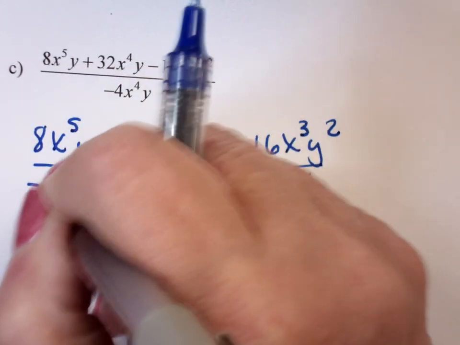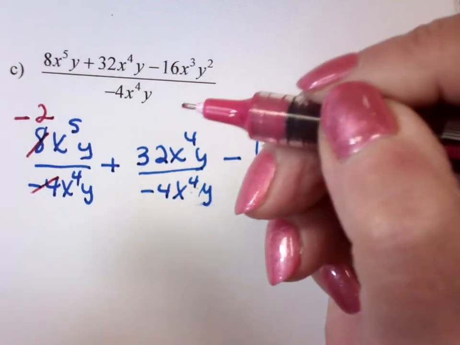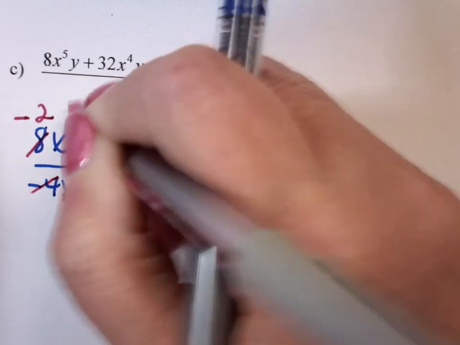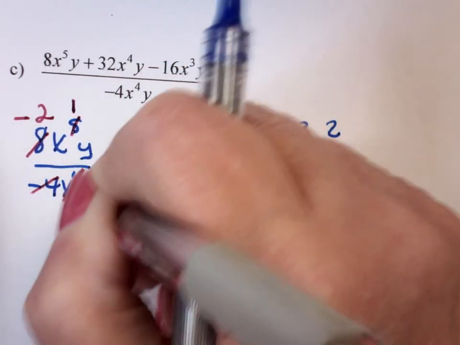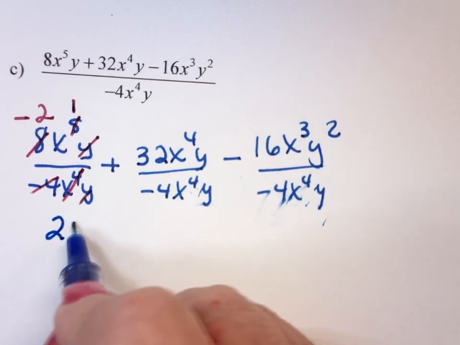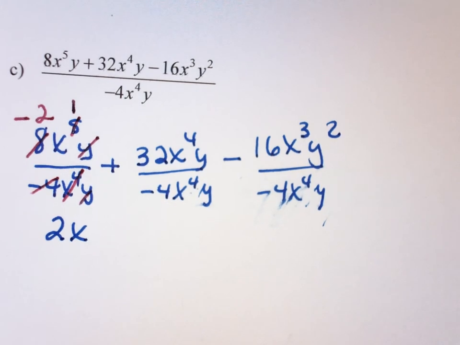So negative 4 divides positive 8, negative 2 times. I have 4 x's in the denominator, 5 in the numerator. That gives me 1. And the y's go. So what I'm left with here is just 2x. Wait, how'd you get positive 2x out of negative? And it's supposed to be negative, right?